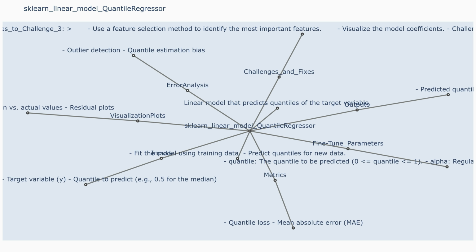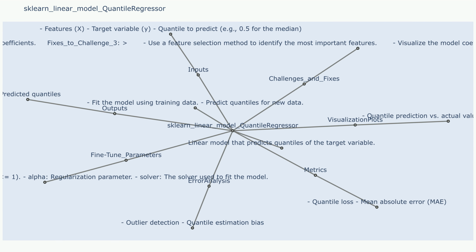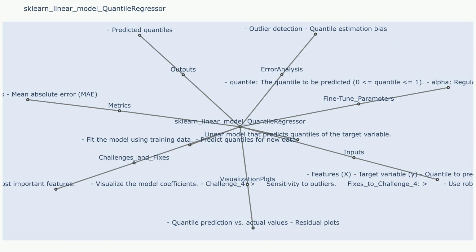sklearn, linear model, quantile regressor. Description: the quantile regressor is a linear model that predicts the quantiles of a target variable, allowing for the estimation of confidence intervals and uncertainty. It is based on the concept of quantile regression, where the goal is to minimize the sum of the weighted absolute errors between the predicted quantiles and the actual target values.